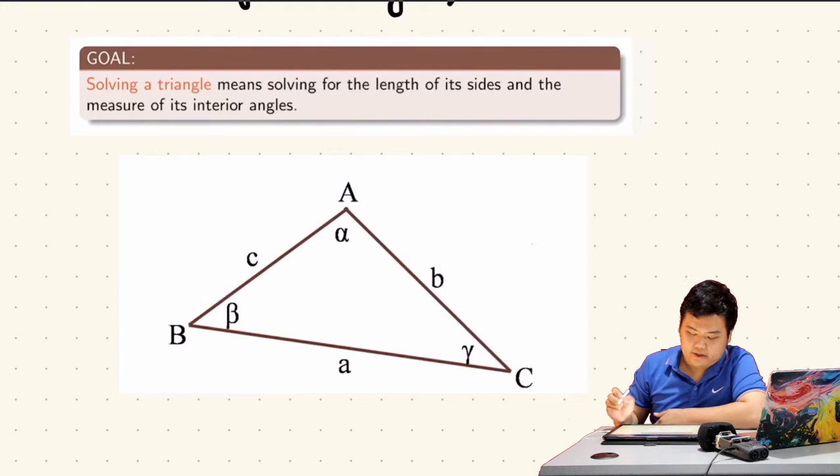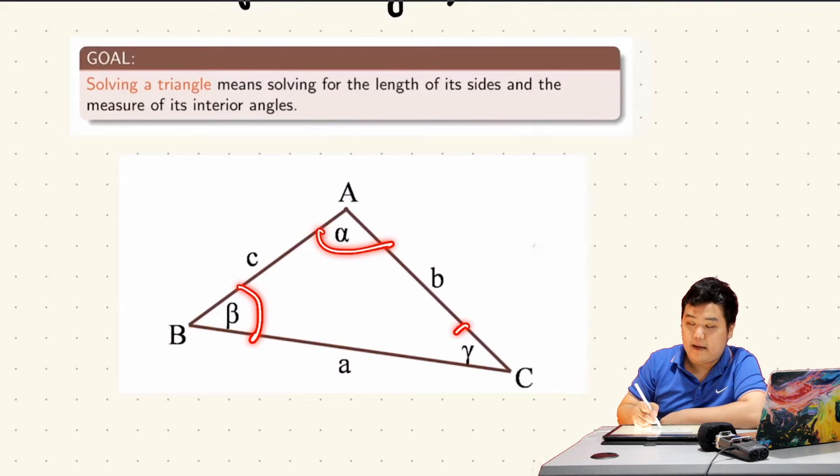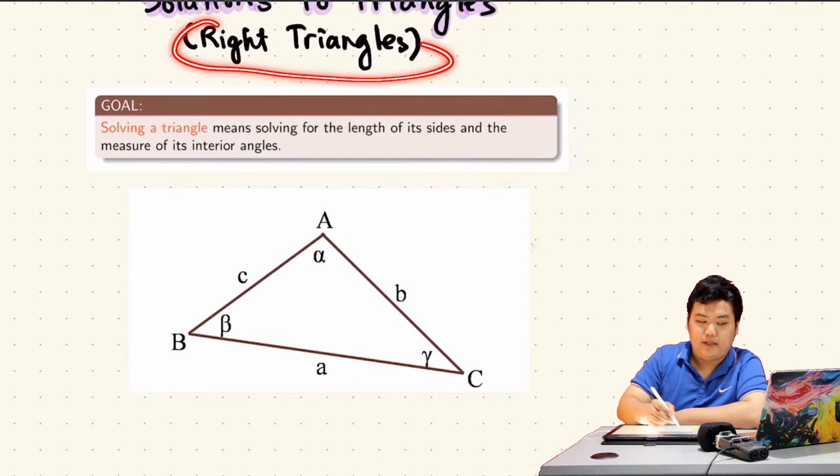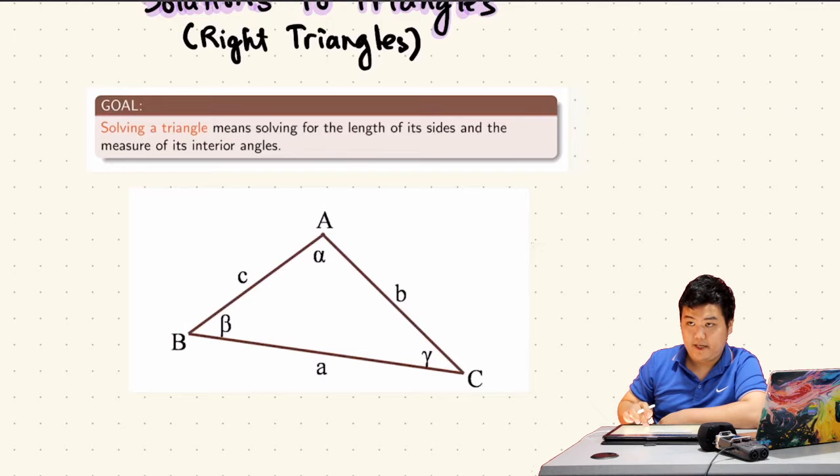And ang notation natin ganito, the interior angles are alpha, beta, gamma. And the length of the side opposite to alpha is A, opposite to beta is B, opposite to gamma is C. And yung vertices, yung vertex na may angle alpha, that is vertex A, for angle beta, B, angle gamma, C. So, that is the notation that we're going to use. And in this lecture, right triangles muna yung isosolve natin. Okay?